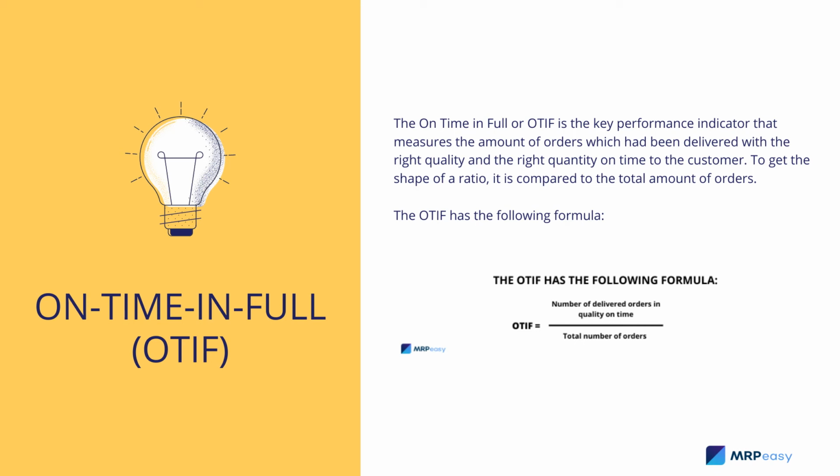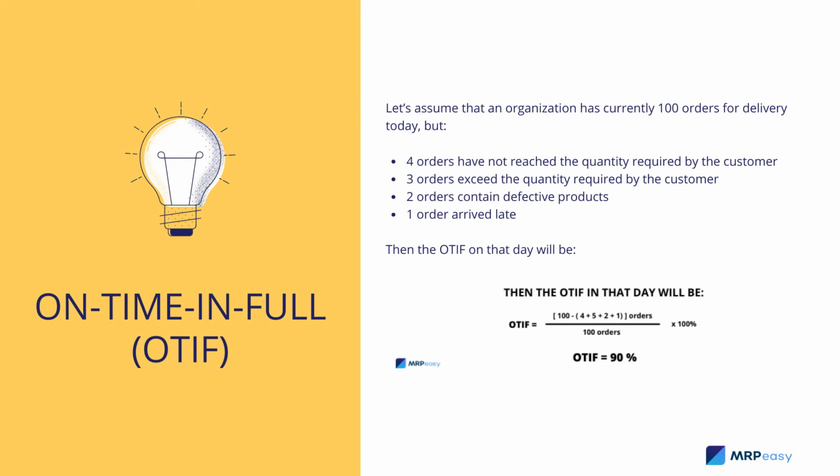Let's assume that an organization currently has 100 orders for delivery today, but 4 orders have not reached the quantity required by the customer. 3 orders exceed the quantity required by the customer. 2 orders contain defective products. 1 order arrived late. Then the OTIF on that day will be on time in full, OTIF.